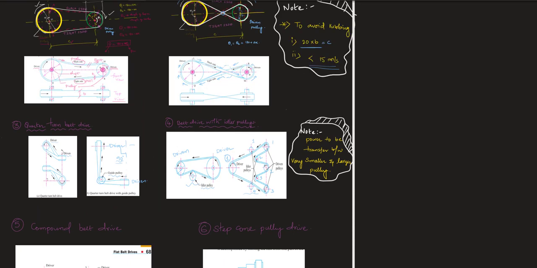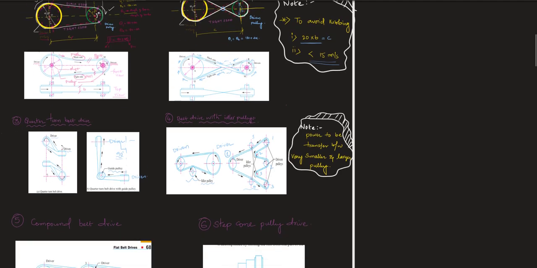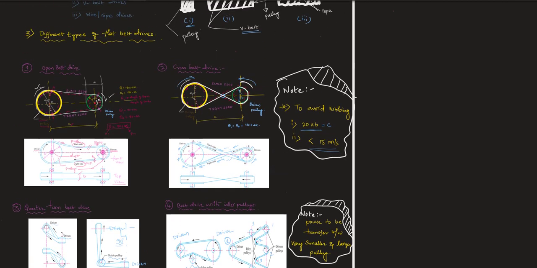So these are the few types of flat belt drives. Once again, let me repeat that: open belt drive, cross belt drive, quarter turn belt drive, belt drive with idler pulley, compound belt drive, and step cone belt drive.